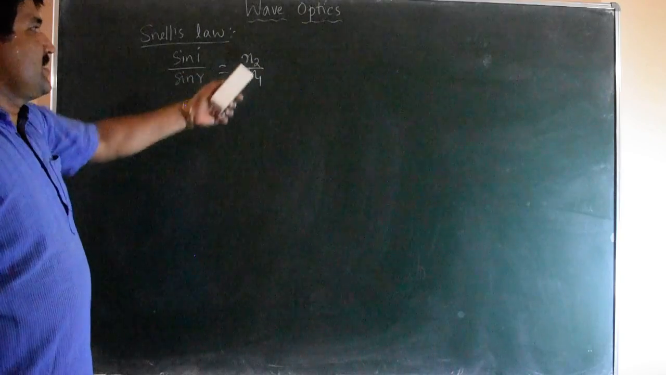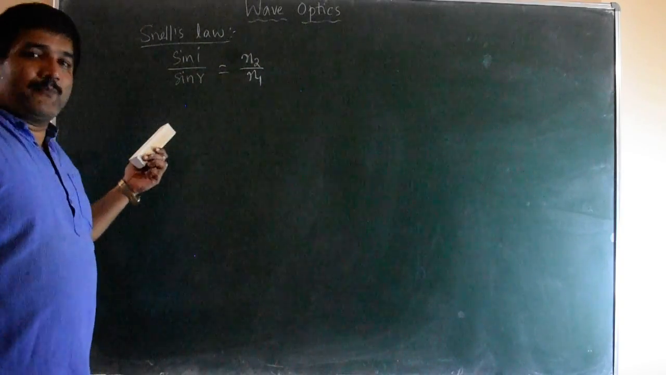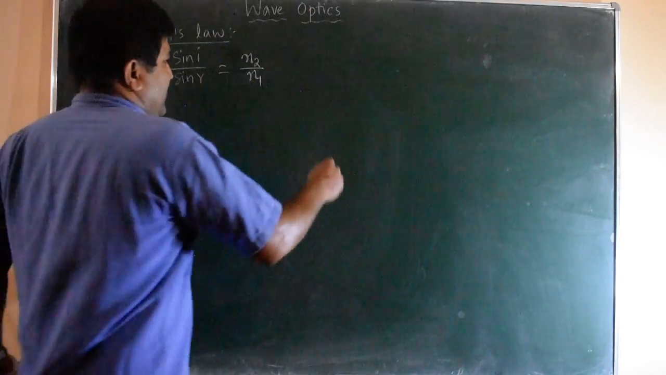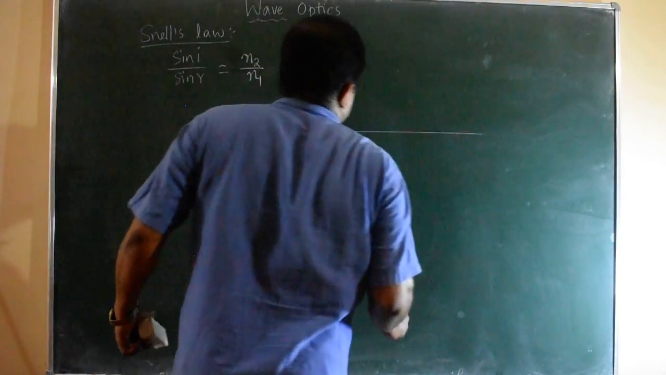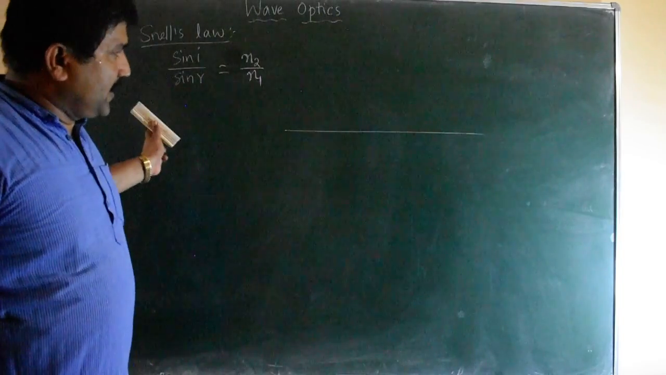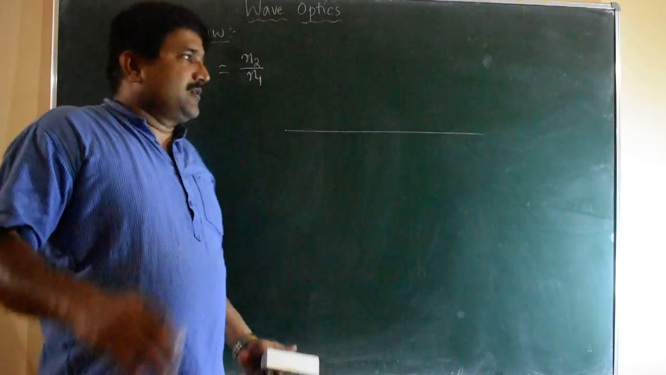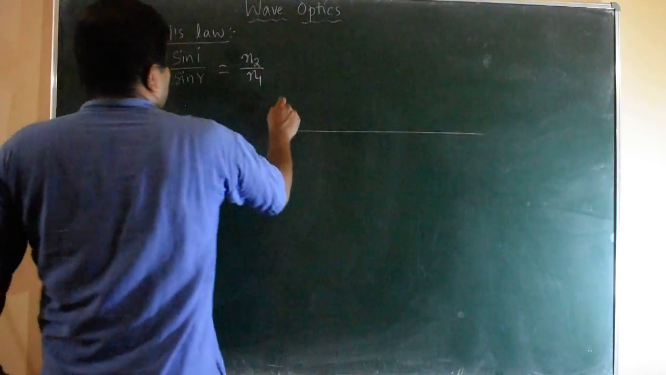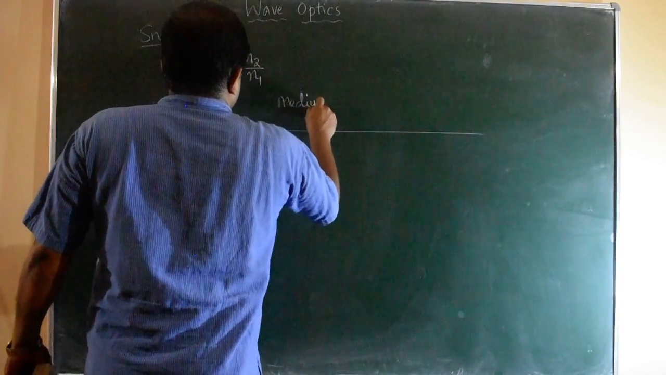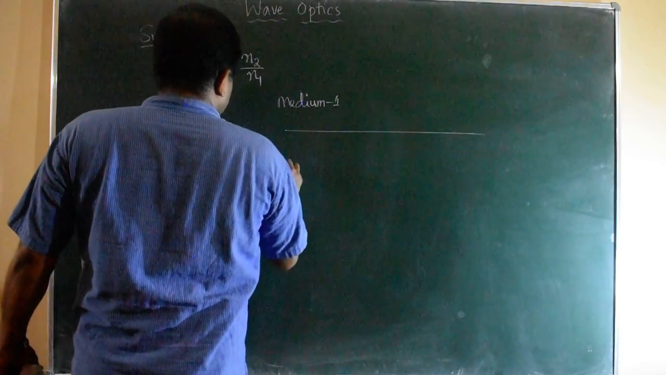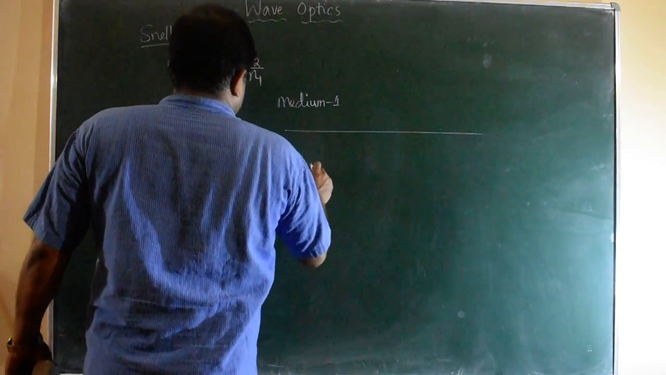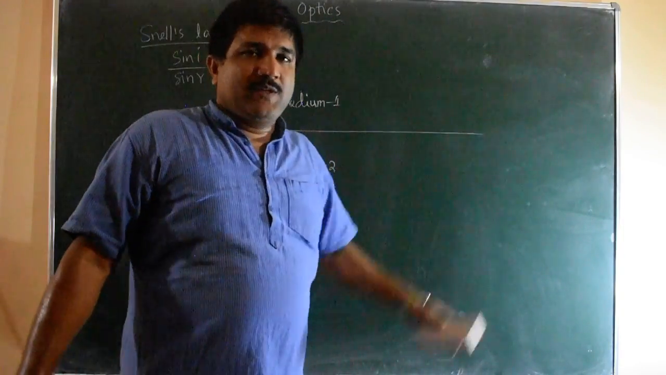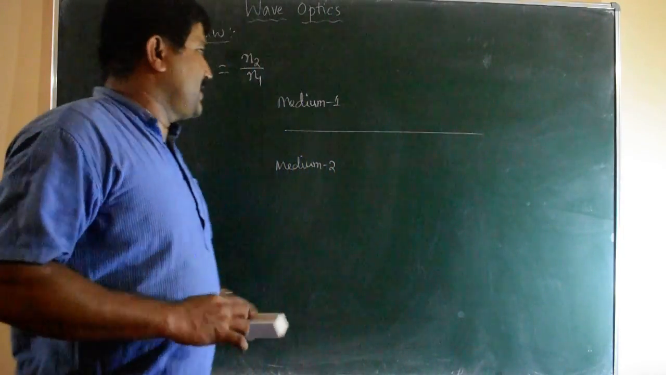So this is Snell's law, which we have to prove using Huygens principle. Firstly, I will take a surface which separates the two media. Medium 1 here, and this is medium 2. So there are two media. This is the interface, that is the surface which separates the two media.